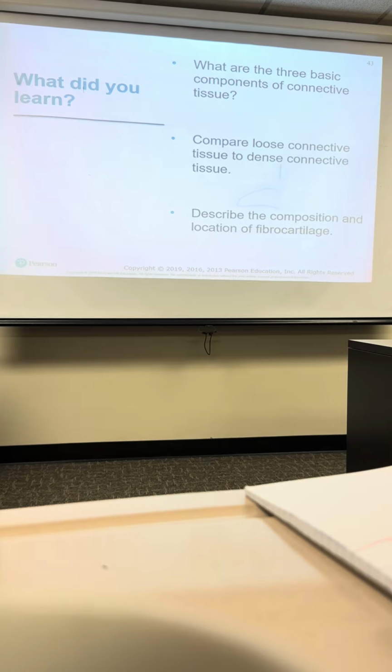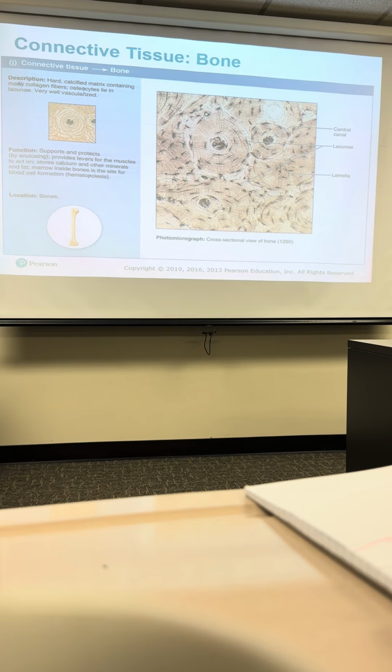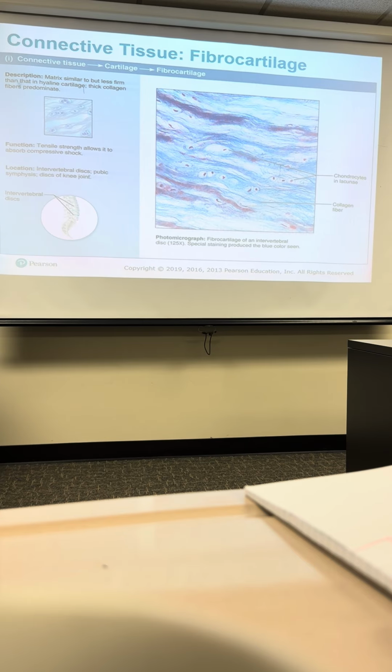Describe the composition and location of the fibrocartilage. It's blue. And where is it located? Knee joint and then pubic symphysis. Let me show you one more time. In the intervertebral disc, and the pubic symphysis is where you have your hip bone. When we talk about the different structures of the hip bone, you will understand what the pubic symphysis is. But it's not your tailbone.